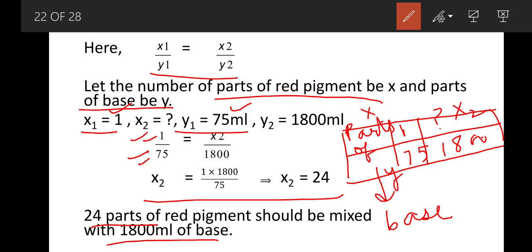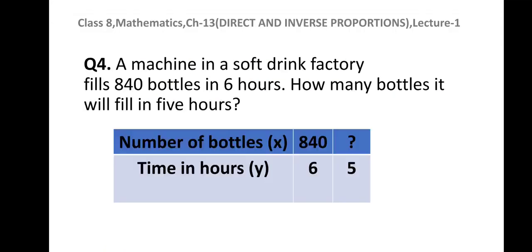It will be parts of red pigment, and here y I have taken as parts of base. This is what I have written over here also. So x2 was unknown, so we have calculated x2. Like this you can make the table and solve.